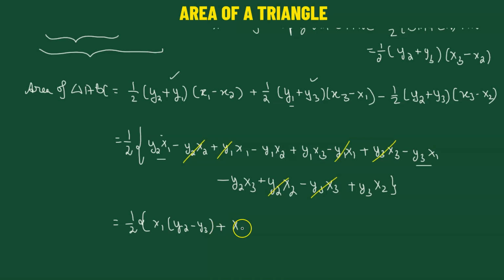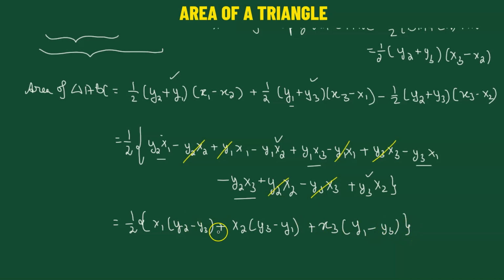Then we're going to take x2 as the common factor. For that, we are going to pick up this term and this term. So we have y3 minus y1. And then finally, we're going to take x3 as the common factor. So we'll take this and this term. So we have y1 minus y3.